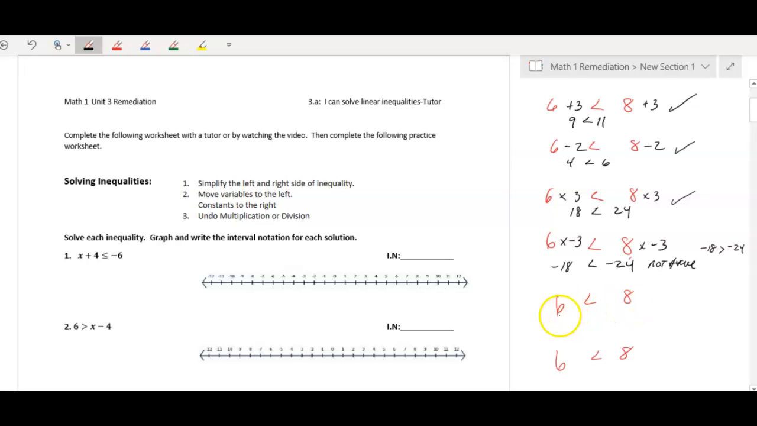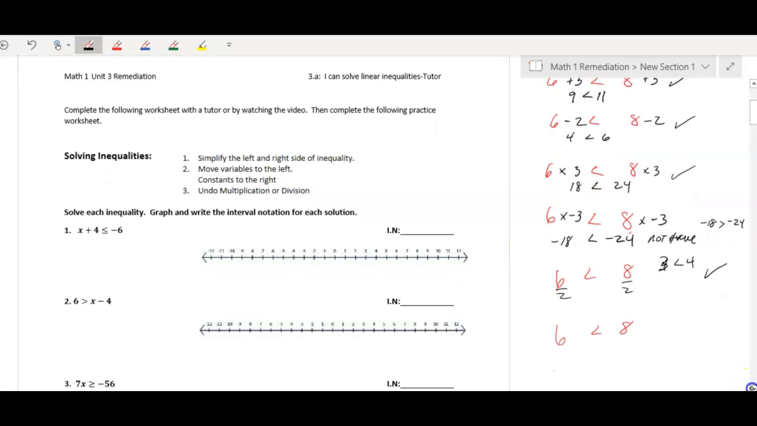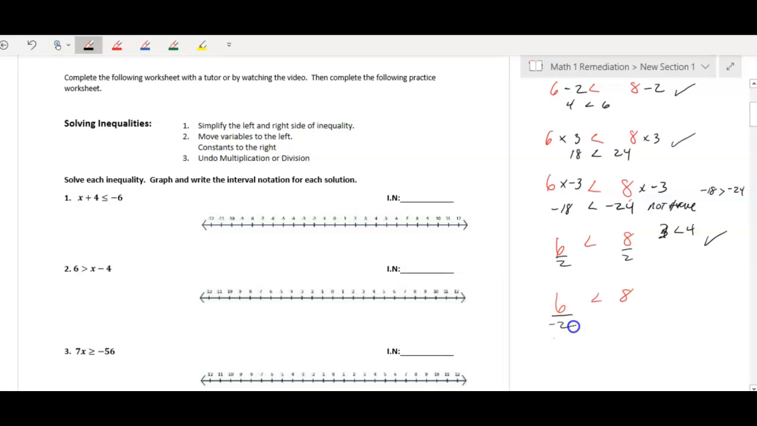Now, if I divide both sides by, say, 2, is 3 going to be less than 4? That checks out, right? But now, say I divide by negative 2. That would give me negative 3 less than negative 4. Does that remain true? No. This here is not true. So what could we do to make that true? Well, if I take that inequality sign and flip it again, now does it become true?